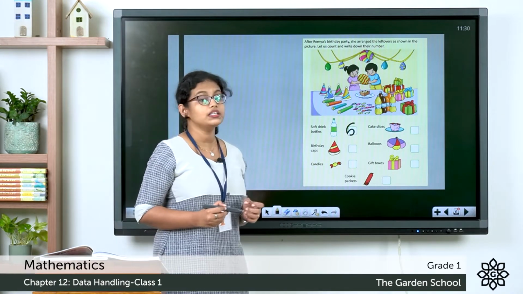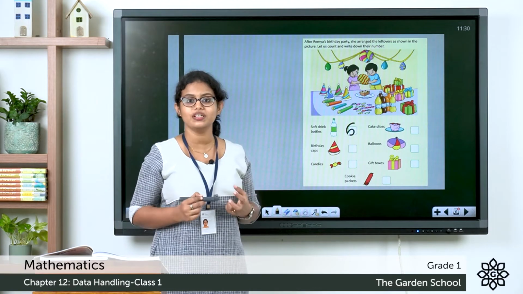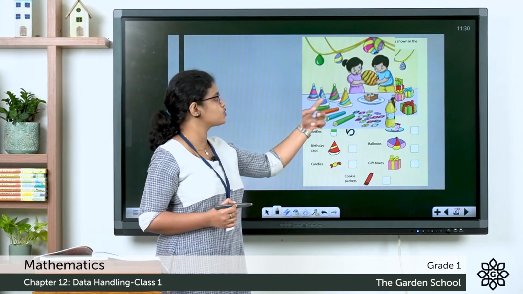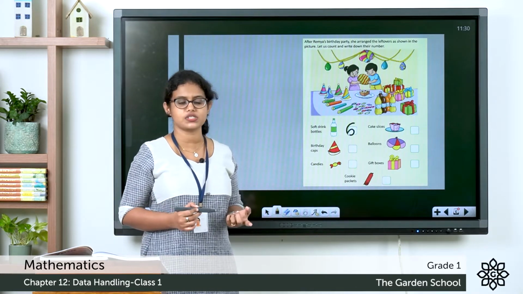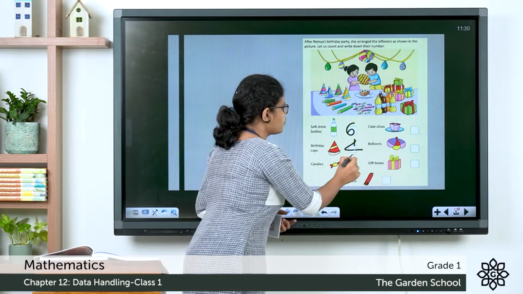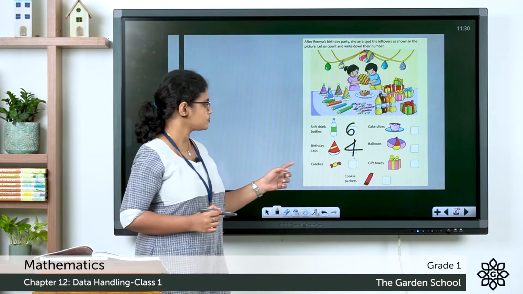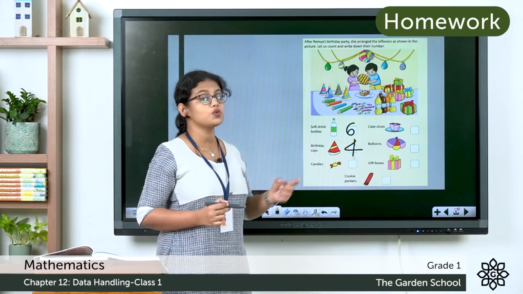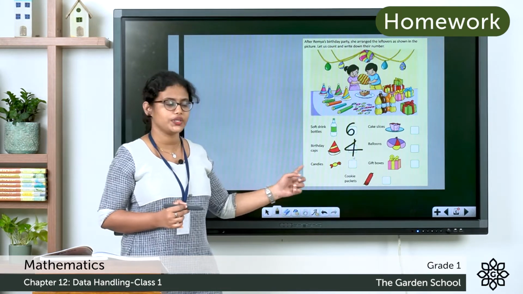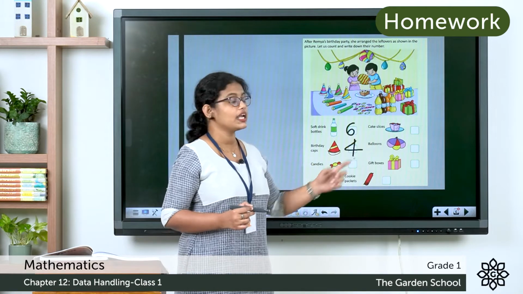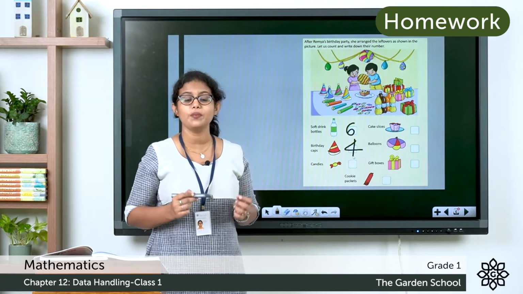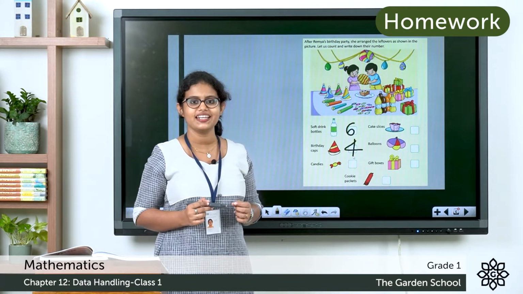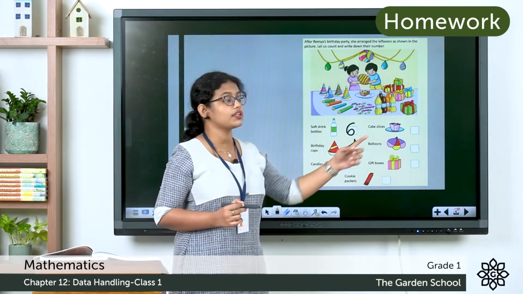Then birthday caps. So you all know birthday caps, right? So how many birthday caps are left? 1, 2, 3, 4. 4 birthday caps. So you can write it here, 4. Then candies. So how many candies are left? So just count and see how many candies are left. You can write it in the box. Then cake slices. How many cake slices are left? Just see in the picture how many are there? Just 1, right? So you can write there 1.